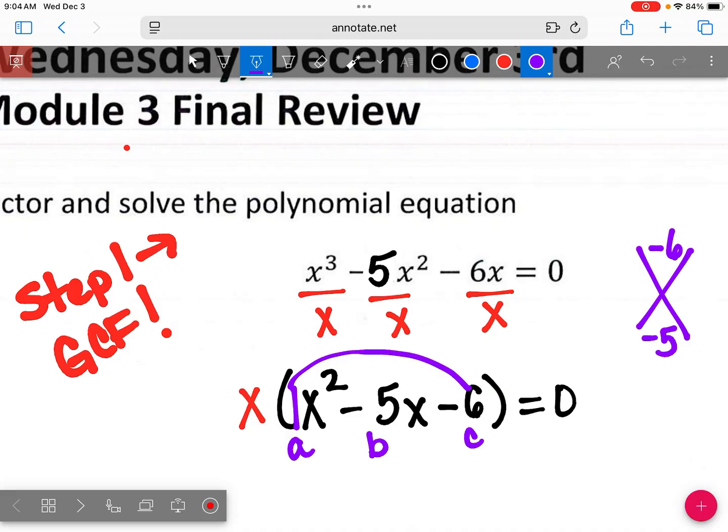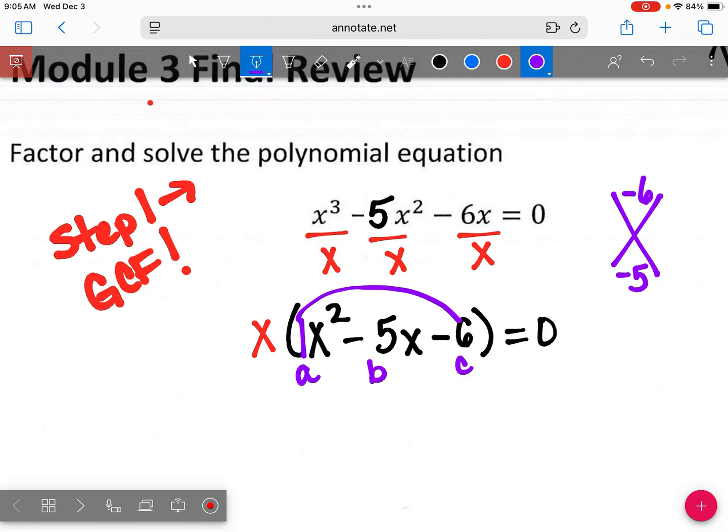So let's find your two numbers. They multiply to give you -6. But when you add them, you get -5. Two numbers that multiply to give you -6, but add to give you a -5. All right, what would be my numbers? -6 and +1. Good job.